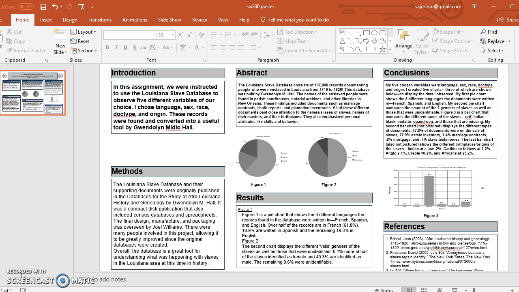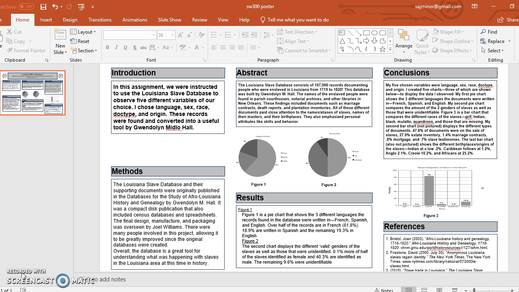The database consists of more than 107,000 records documenting enslaved people in the Louisiana area from 1719 to 1820. They were found in parish courthouses, notarial archives, and other libraries in New Orleans. The database and its supporting documents were originally published in the Databases for the Study of Afro-Louisiana History and Genealogy. It was a compact disc publication that also included census data and spreadsheets.